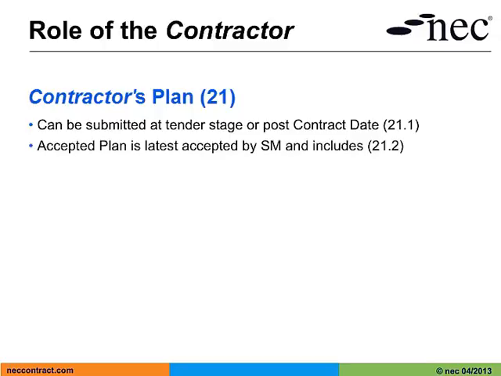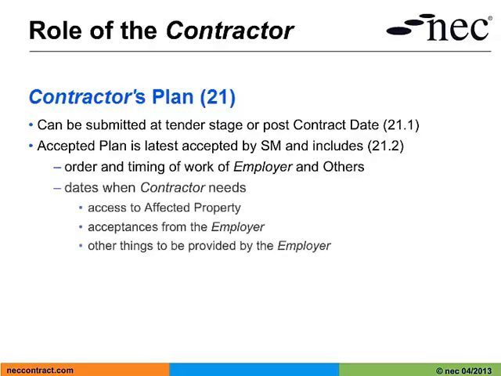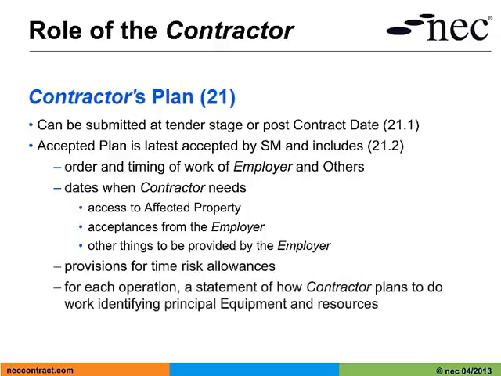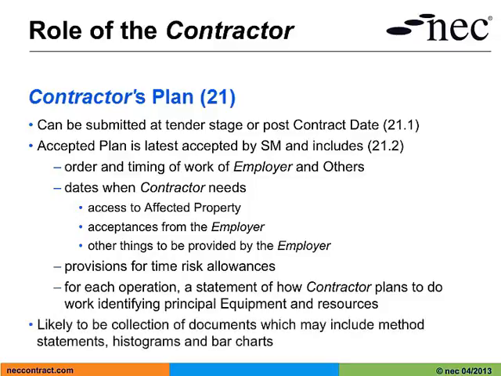The plan includes a whole host of information, all listed under clause 21.2. It includes the order and timing of the work of the employer and others, dates when the contractor will need access to the affected property, acceptances from the employer, and other things to be provided by the employer. He also has to show provisions for time risk allowances, and for each operation a statement of how the contractor plans to do work, identifying principal equipment and resources. As a consequence, it is likely that this plan will be a collection of documents which may include method statements, histograms and bar charts, etc.